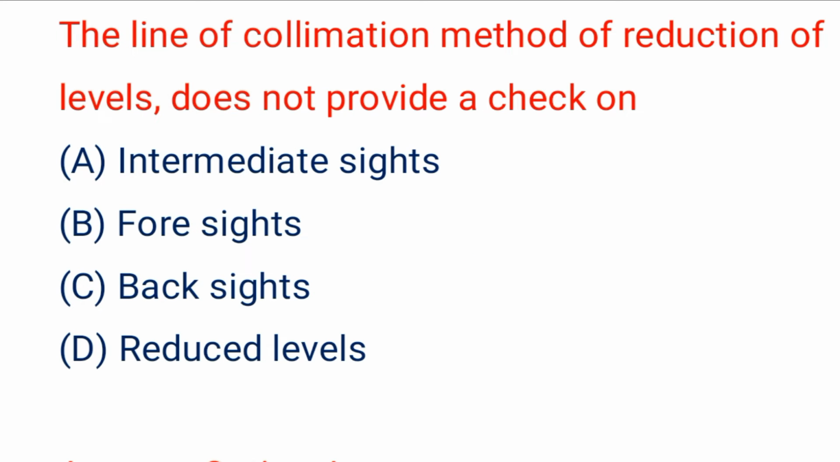Next question, the line of collimation method of the reduction of levels does not provide a check on option A intermediate sides, option B fore sides, option C back sides, option D reduced level. The correct answer is option A intermediate sides.